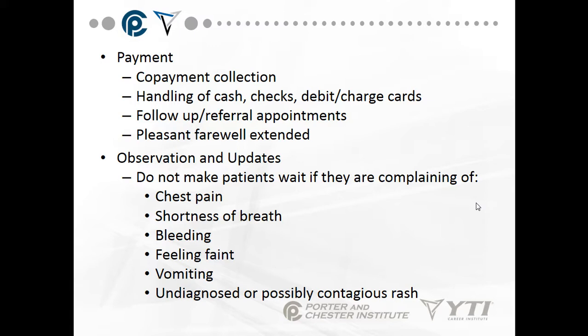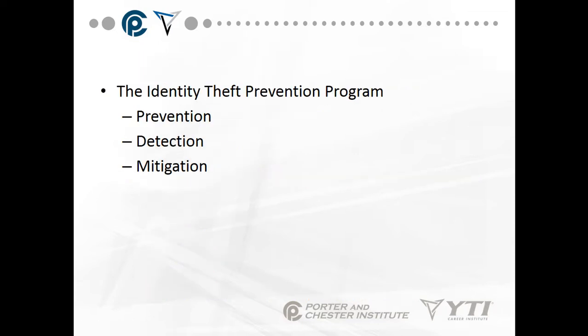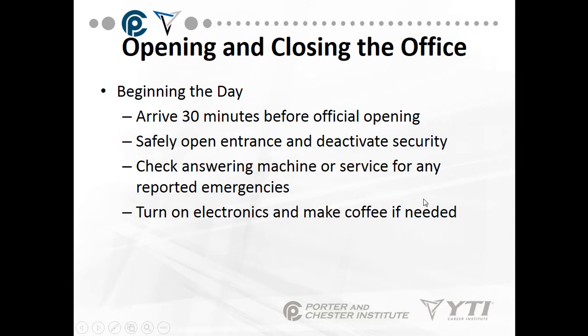Observation and updates. Do not make patients wait if they are complaining of chest pain, shortness of breath, bleeding, feeling faint, vomiting, or undiagnosed or possibly contagious rash. Most offices, if you have chest pain or shortness of breath, you're told to call 911 and go to the emergency room. What about the Identity Theft Prevention Program, which works at prevention, detection, and mitigation in case someone's identity is stolen?